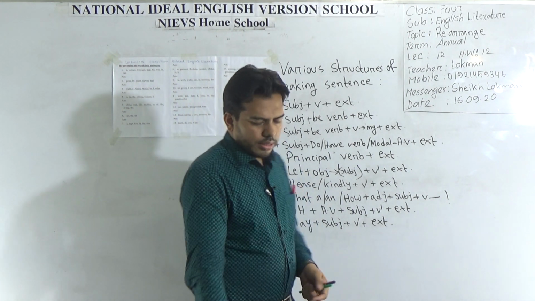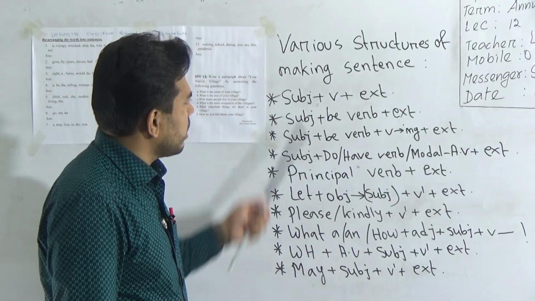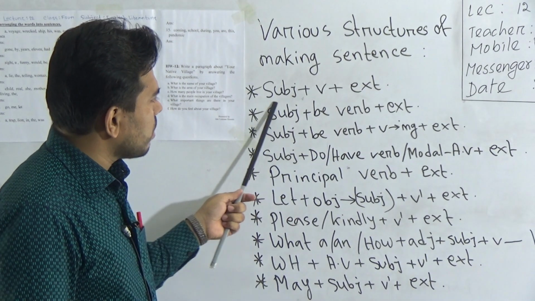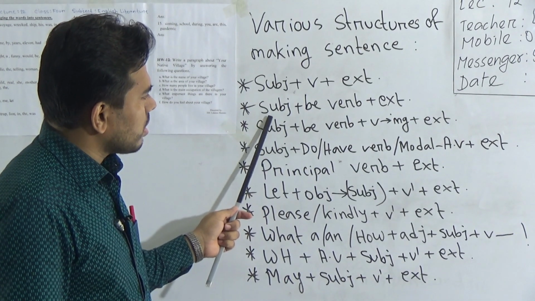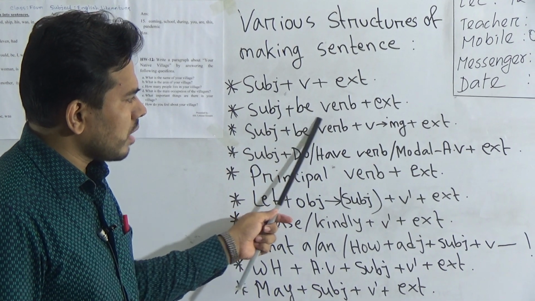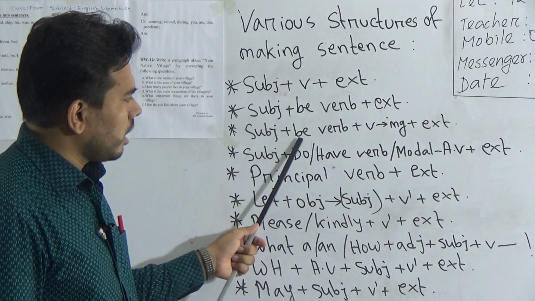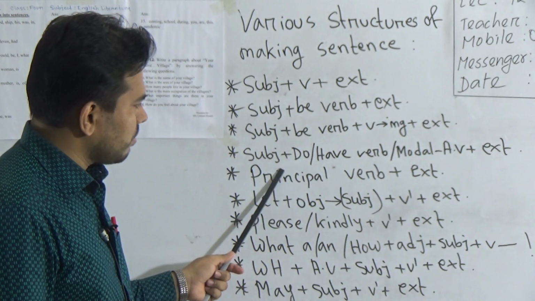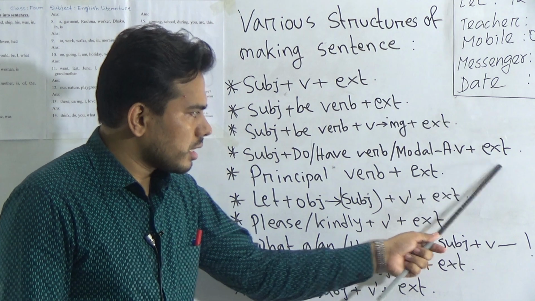To arrange the words into a sentence, we can follow these structures. There are various structures of making a sentence. First of all, we can follow this one: subject first, then verb, then extension. Second, it can also be in this way: subject first, then be verb. Be verbs are am, is, are, was, were, then extension. Or it can be subject, then be verb, then ing, then extension. Or it can be subject first, then do verb or have verb or modal auxiliary verb, then extension.